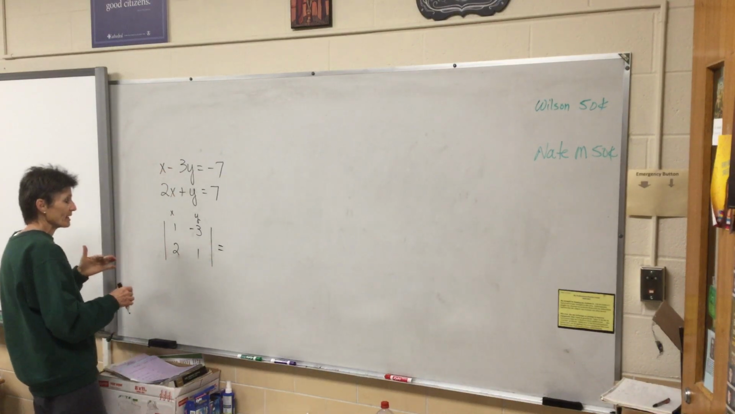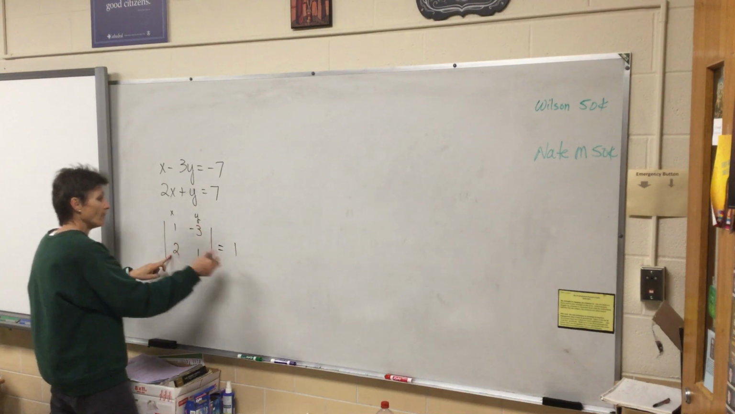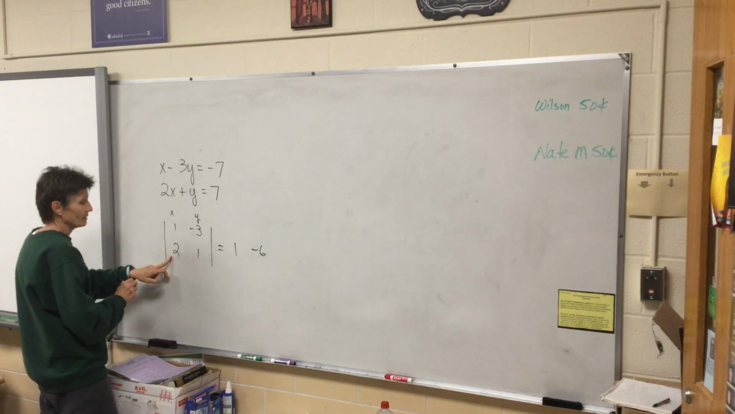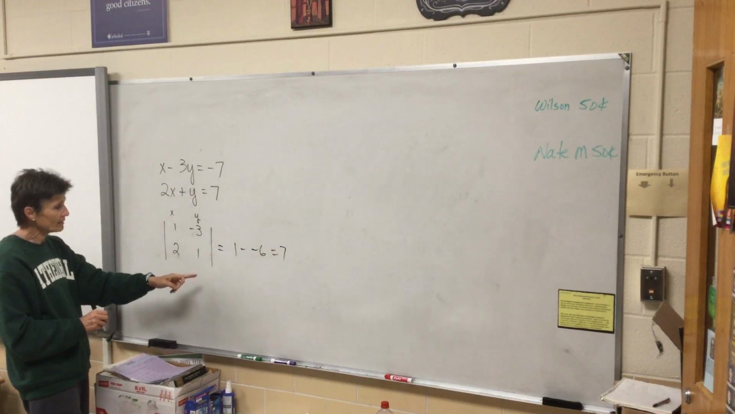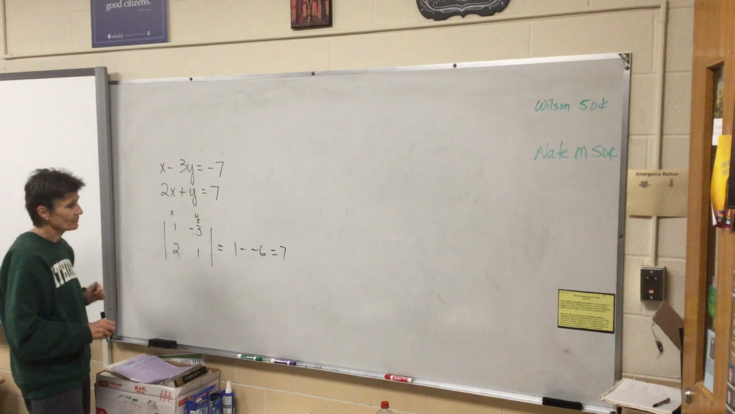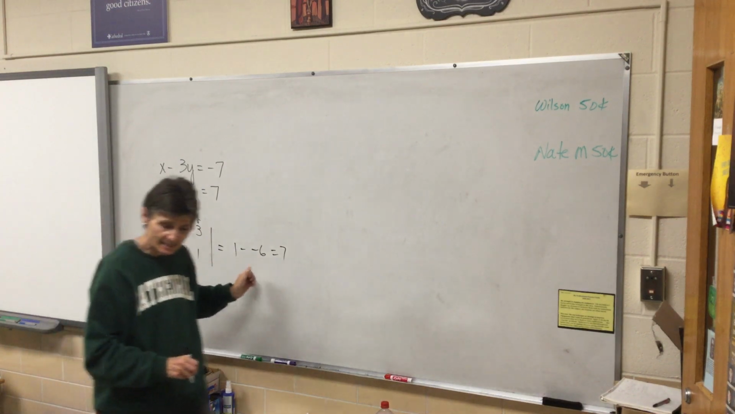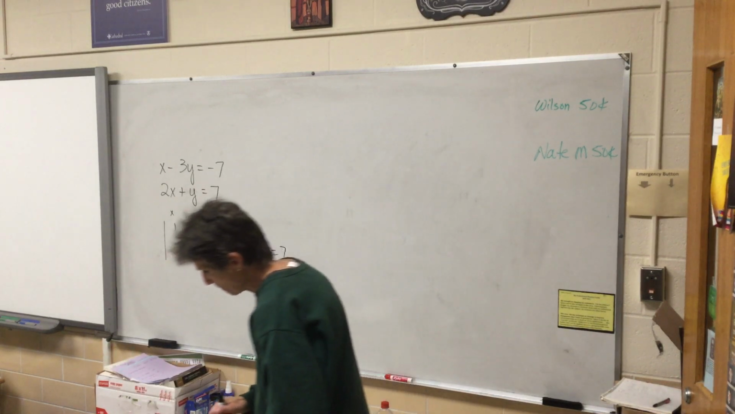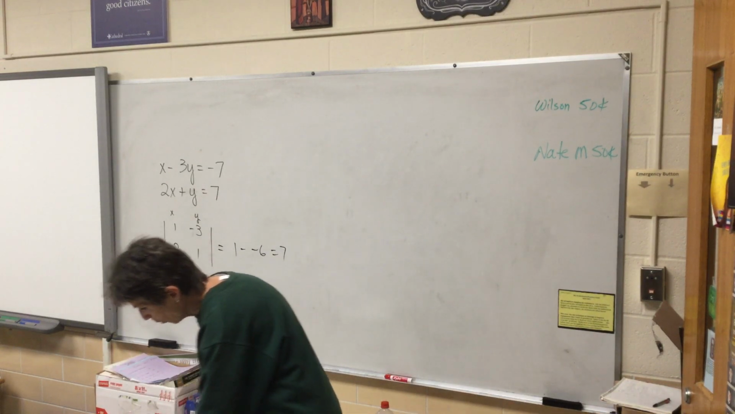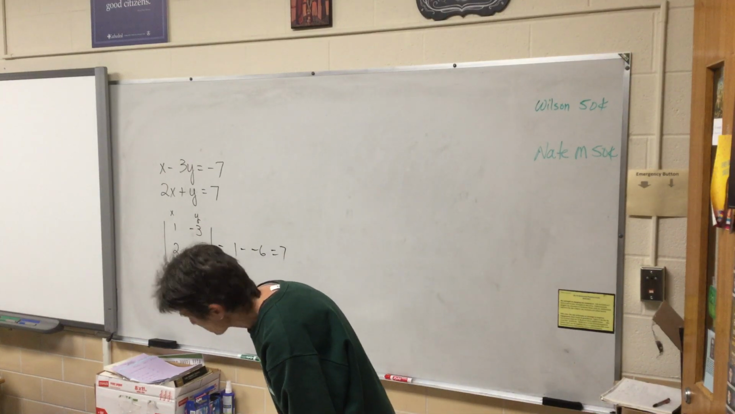So 1, 2, negative 3, 1. And we evaluate that determinant. So the downs are 1, the ups are negative 6. I subtract those, so the answer is 7. So 1 minus negative 6. All right, that is indeed step 1. All right, does anybody remember what we need to do next? Do you inverse it?